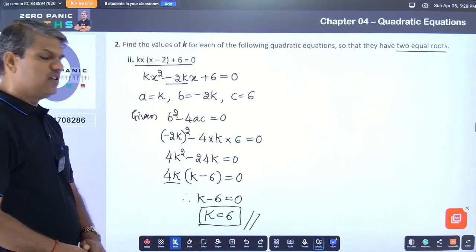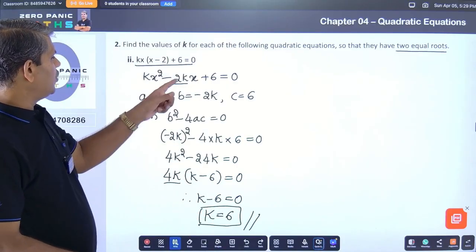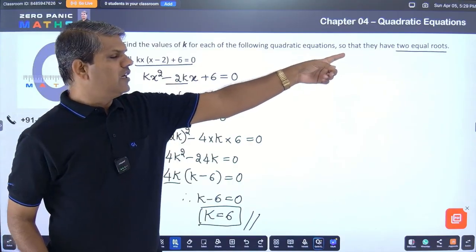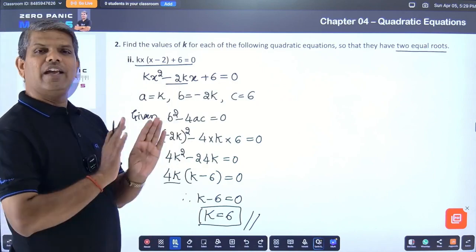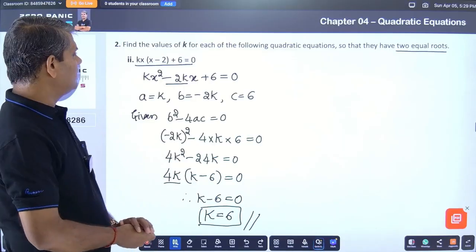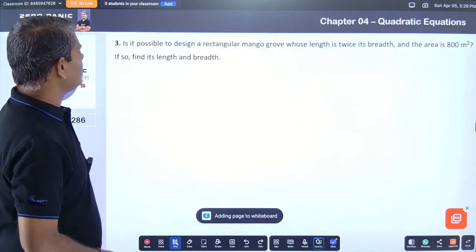So this is the solution for this. Putting the value of k equal to 6 into this equation creates the quadratic equation whose roots will be real and equal. Okay, so this is the solution for this problem. Let us continue with the next problem.